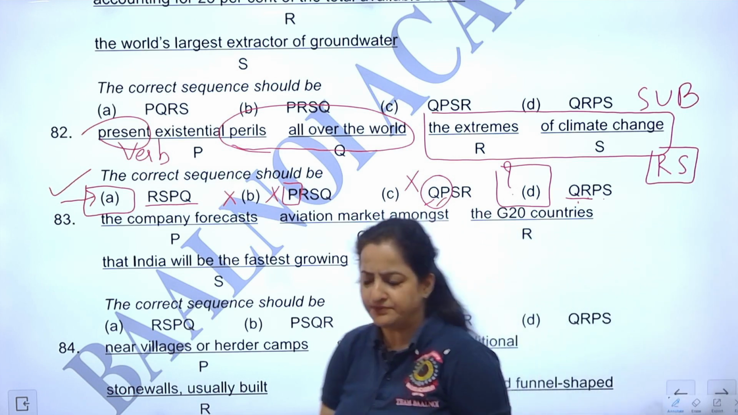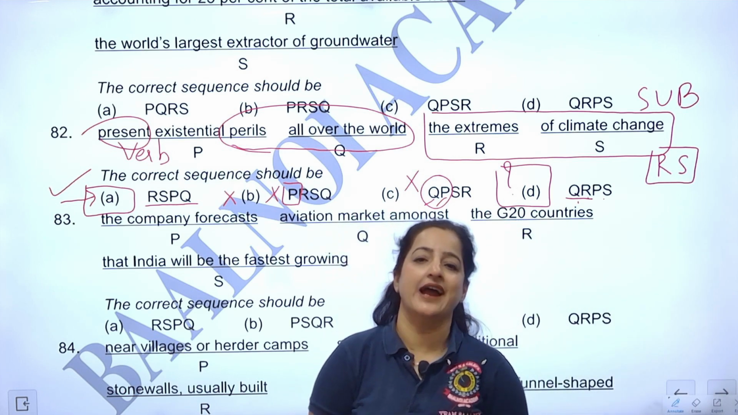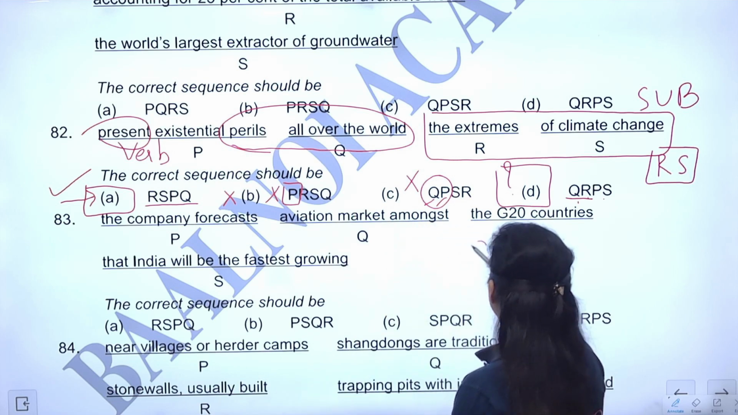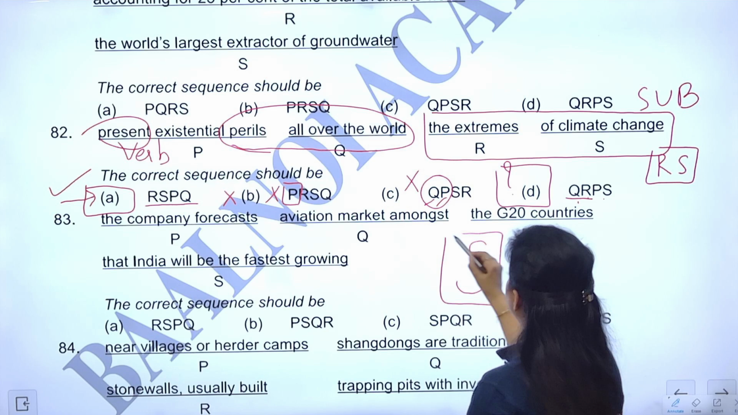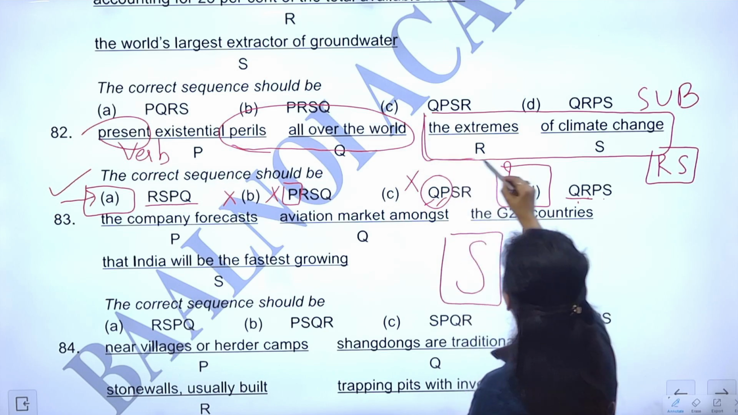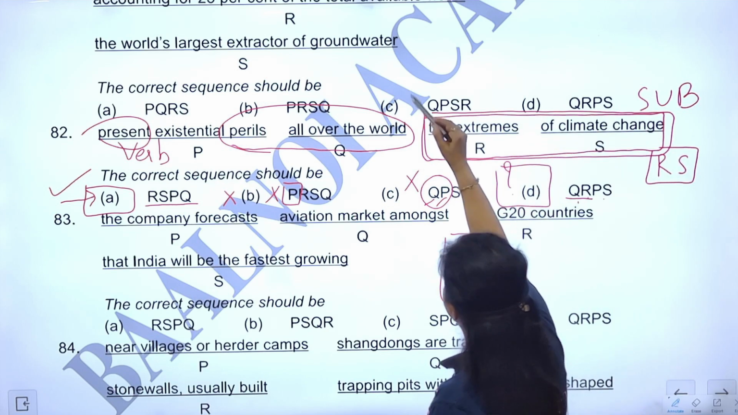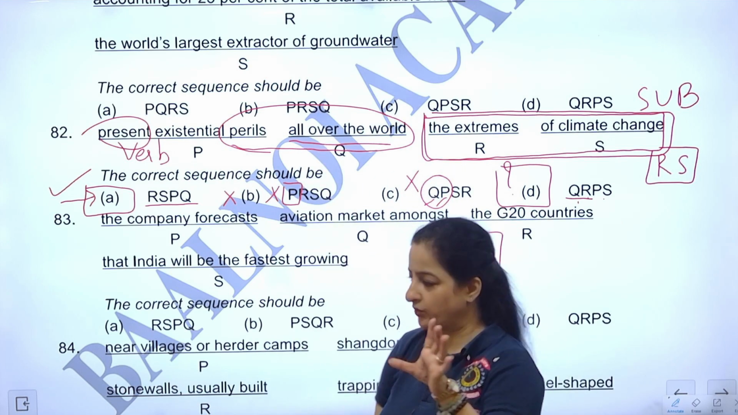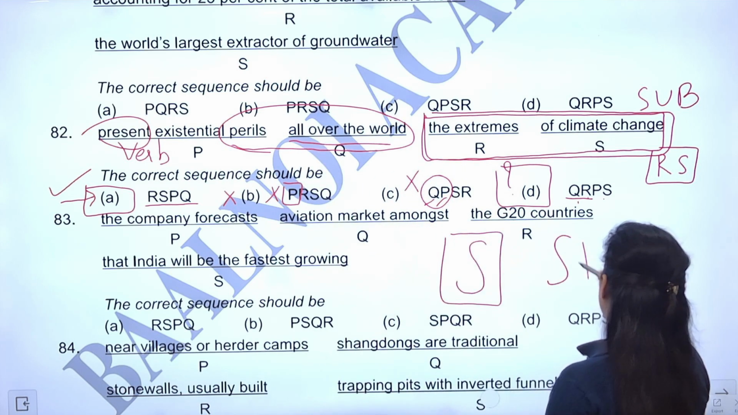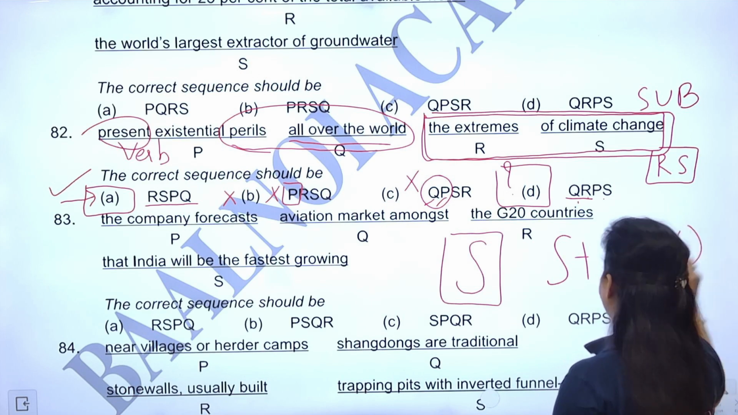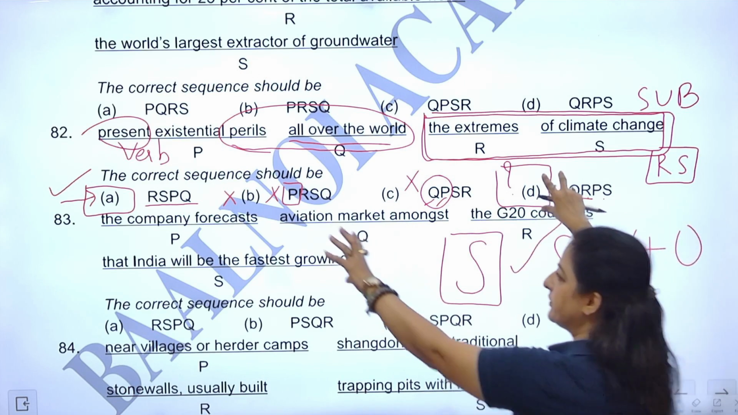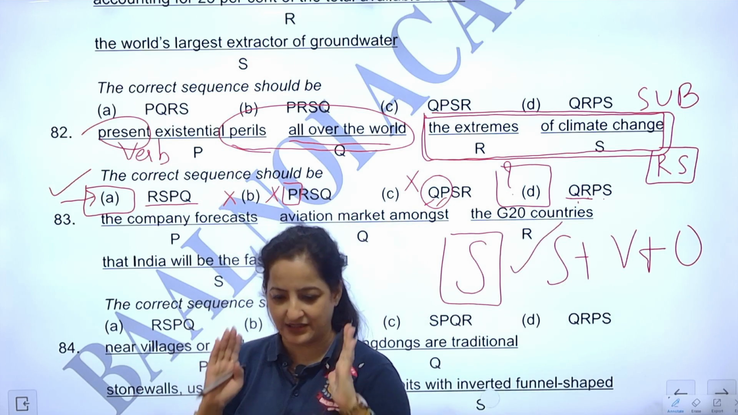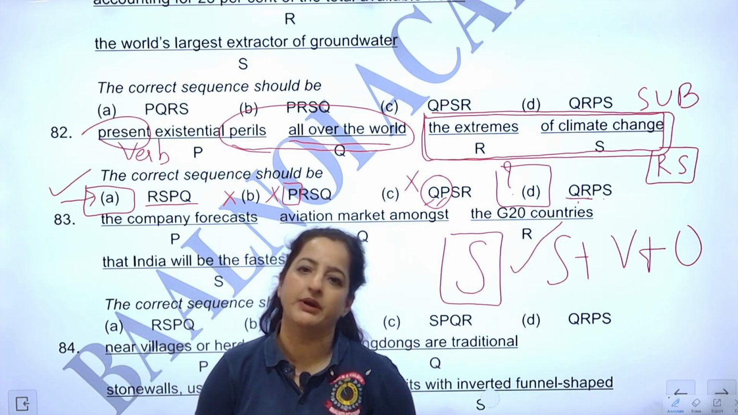See, my answer is there are some standard ways of beginning a sentence. The conventional way is we always begin with a subject. This really looks like a very standard subject, the extremes of climate change, rather than beginning with all over the world. So what we did is we followed this strategy: subject plus verb plus object. Whenever in doubt between two options, just see which option follows that format, subject, verb, object. That is a better option anytime.